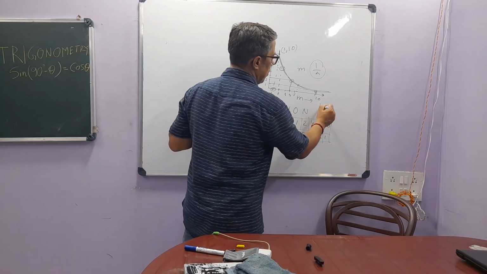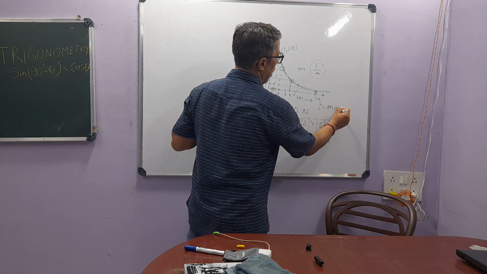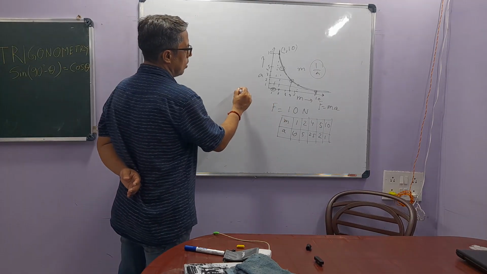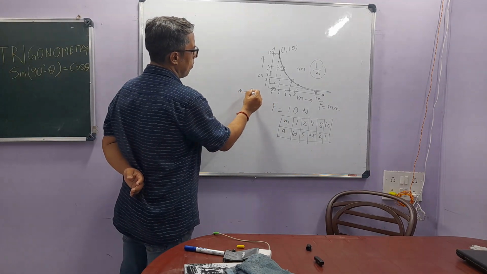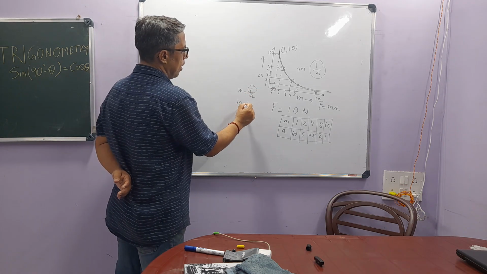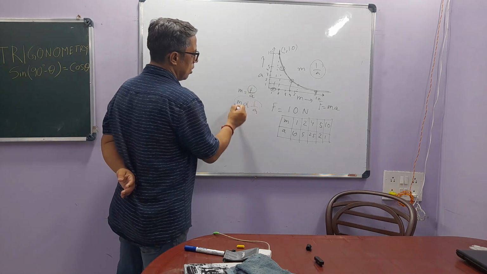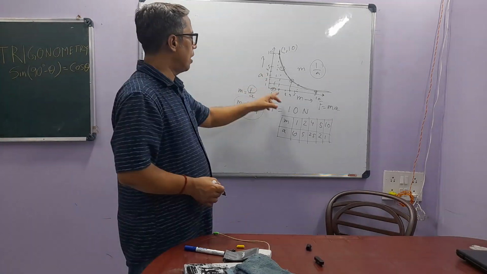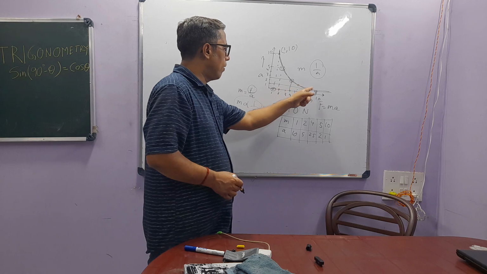Why? Because F is equal to ma, where force is constant, or m is equal to F by a. So if force is constant, m is directly proportional to 1 by a. So this will be a straight line. Okay, so the mass and a graph is like this.